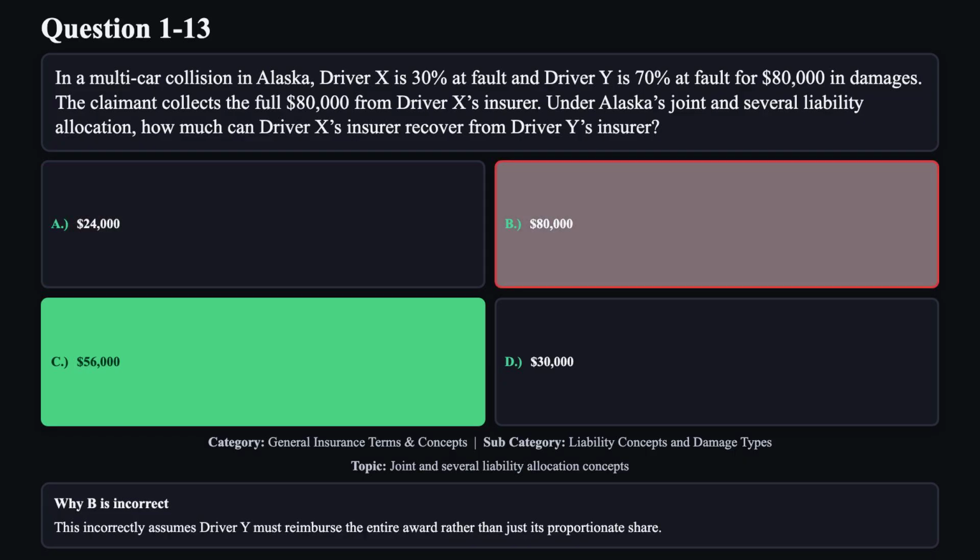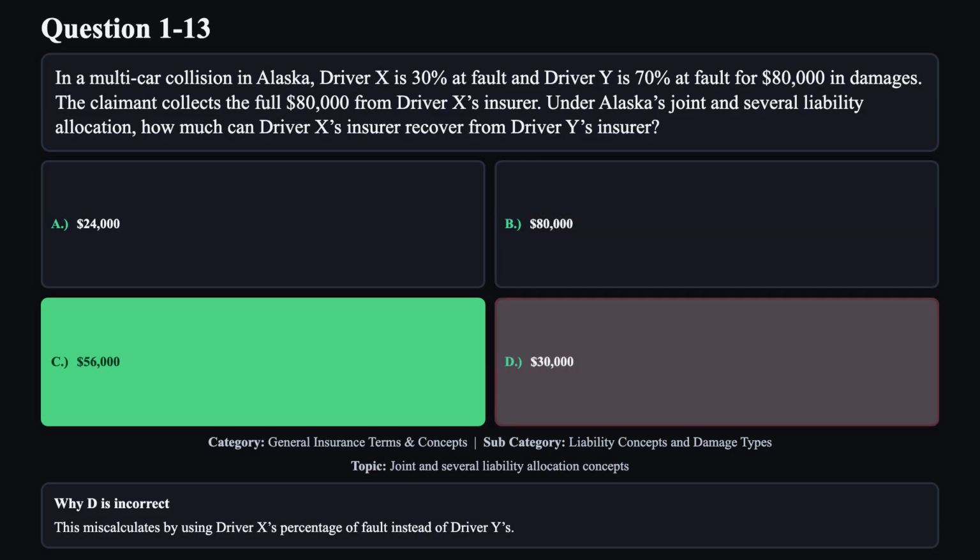Reason B is not correct. This incorrectly assumes driver Y must reimburse the entire award rather than just its proportionate share. Reason D is not correct. This miscalculates by using driver X's percentage of fault instead of driver Y's.